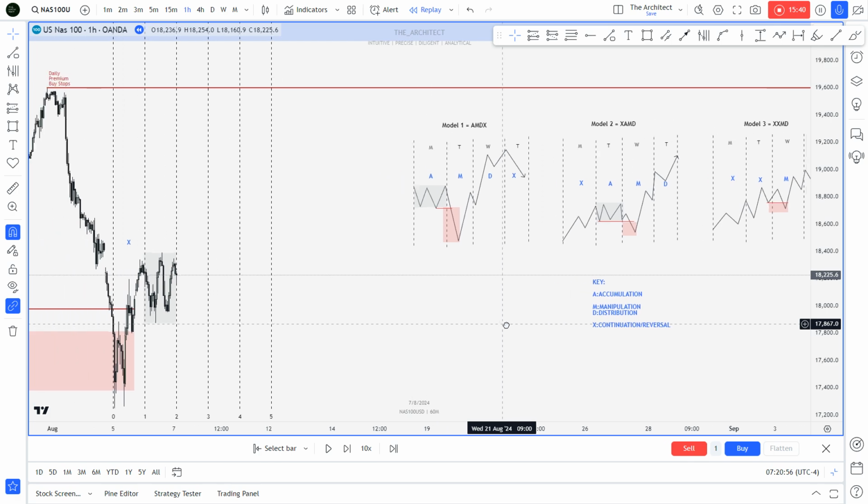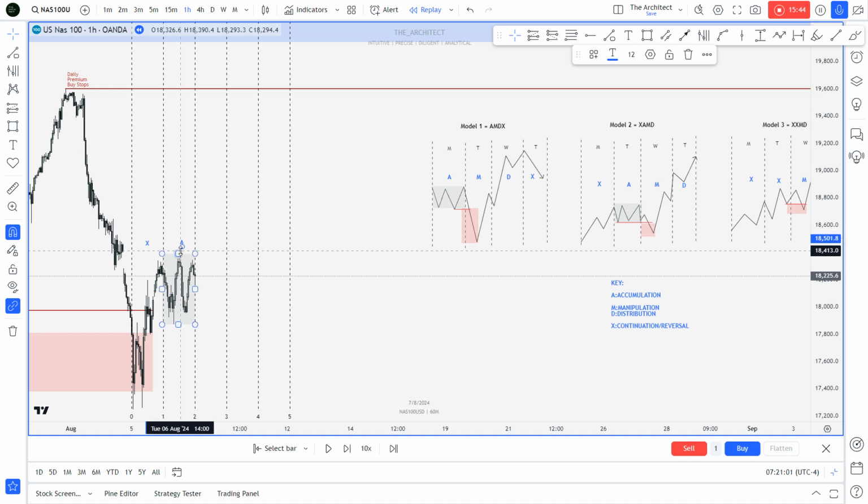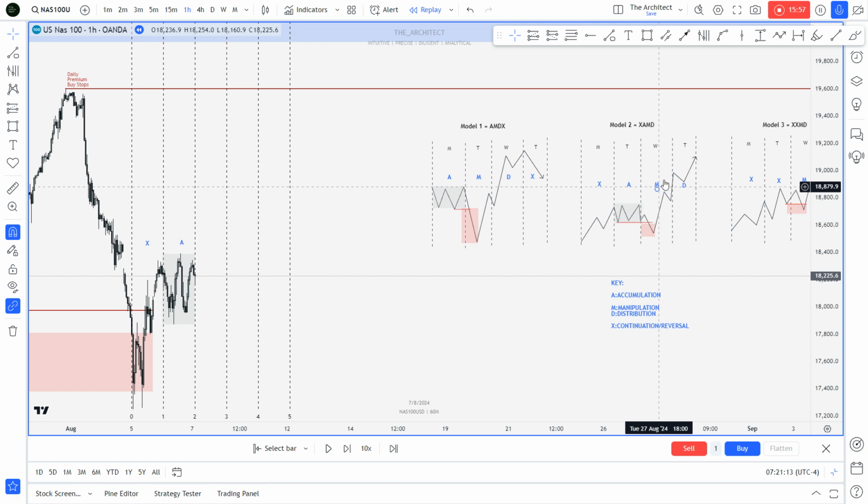So immediately you understand that this week is going to play out in this manner. It's going to be a model 2 week, an XAMD, which is continuation: accumulation, manipulation, and then distribution. So now what are you waiting for? You want to see price manipulate. If you're anticipating bullish price action towards the upside, and that's your draw on liquidity, then what you want to see is a manipulation towards the downside.